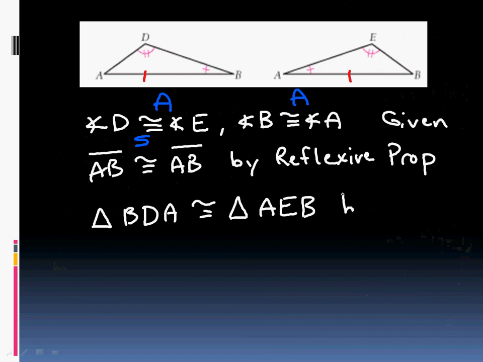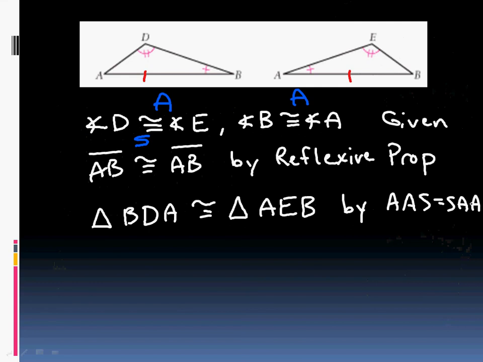And this is by my angle side, which is the same thing as side angle. You don't have to put both. I just put both up there so that you realize that either way is perfectly fine. So now I have the triangles are congruent.